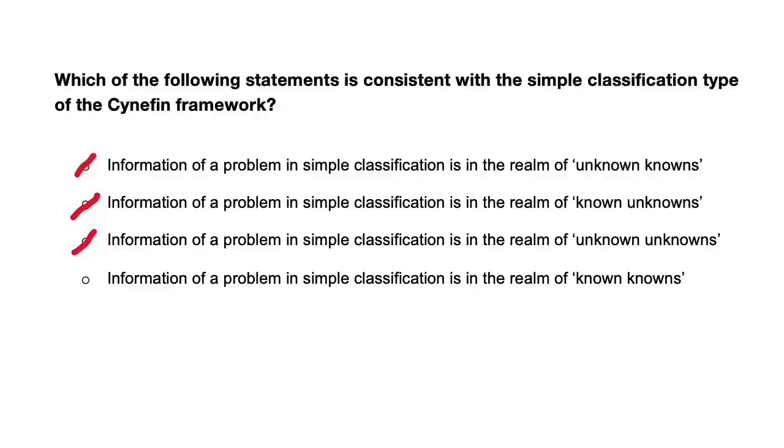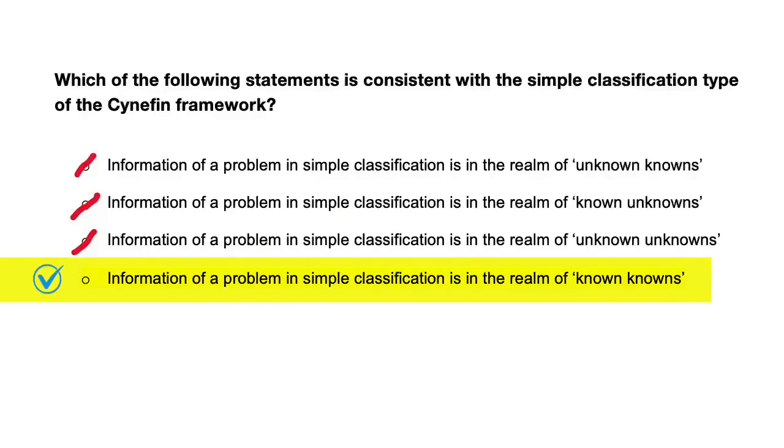Next, we can eliminate "information of a problem in simple classification is in the realm of unknown unknowns." This is not the best option either, since unknown unknowns are the hallmark of chaotic systems, where we don't know what we don't know, and decisions must often be made quickly without clear evidence or precedent.